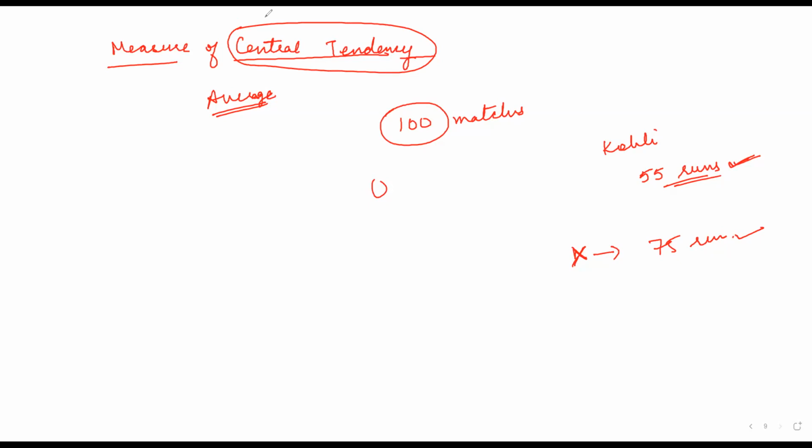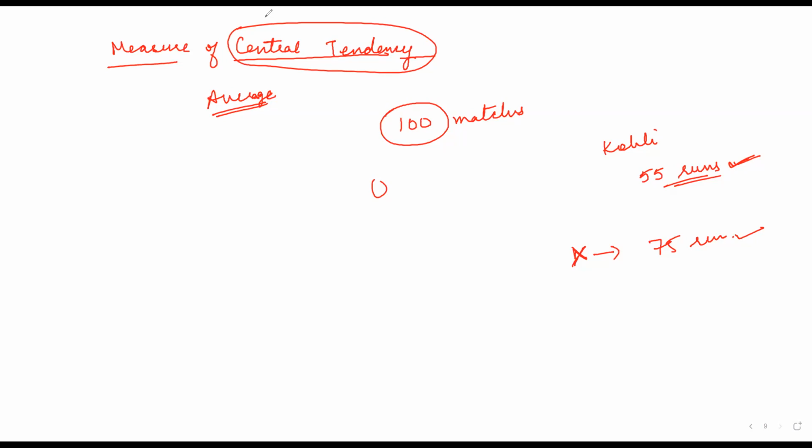There are different kinds of central tendency. I'll come to that. But this number is actually important. It's not possible that all the time, for example, when I'm discussing Kohli, I say, okay, in his first match he scored 90 runs, in his fifth match he scored 40 runs, and like that. It's difficult to talk about all 100 matches all the time. So we just use the average number to represent Kohli.